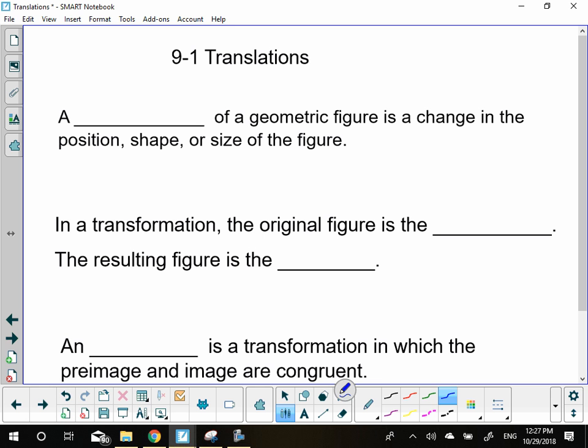Based off what we've gone over so far today, what do the geometric figures achieve in the position, size, or shape of the figure? What were we talking about today? This whole unit? More broad than just translations. Let's say the unit was called? Transformation. So a transformation of a geometric figure is a change in its position, size, or shape.